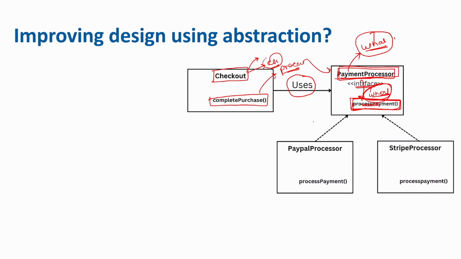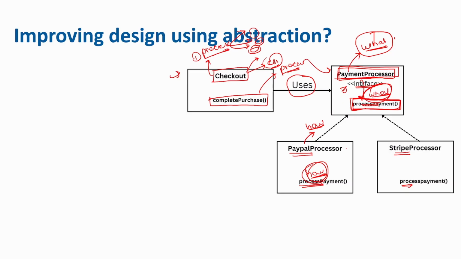So who will define the how part? The how part is defined by the classes that implement this interface, like PayPalProcessor and StripeProcessor. We have two classes, PayPalProcessor and StripeProcessor, that implement this interface and define the processPayment method, and that decides the how part. So basically we have improved our design using the interface. The Checkout class needs processPayment, and this can be provided by different payment providers in different ways.